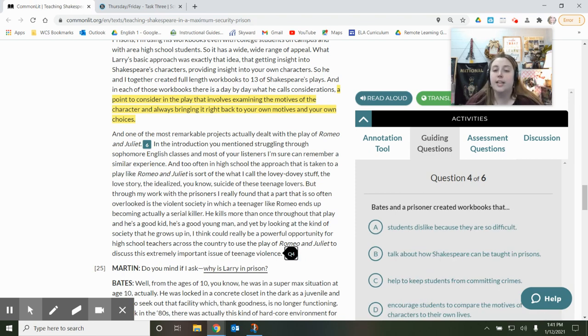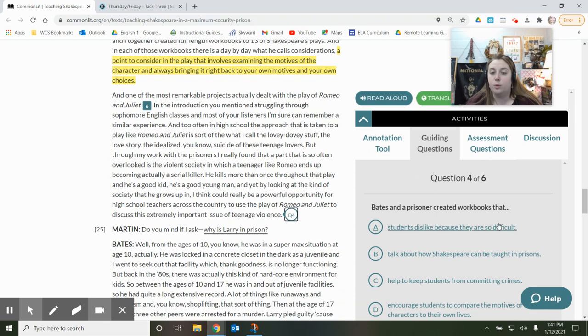Okay, so question 4 is: Bates and a prisoner created workbooks that what? Students dislike because they're so difficult, talks about how Shakespeare can be taught in prisons, helps students from committing crimes, or encourage students to compare their motives to the characters in their lives. What do you think? Did you think D? Because you may be right.